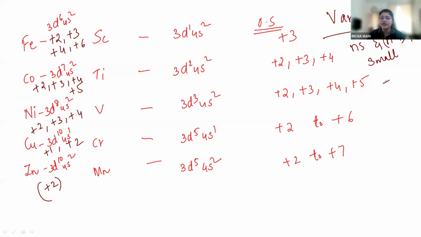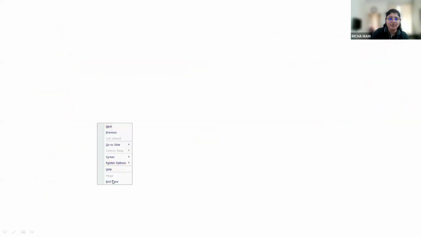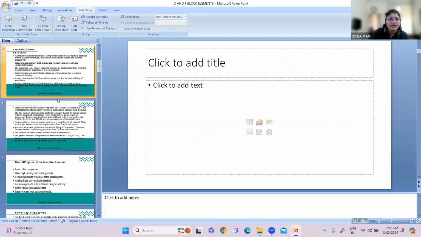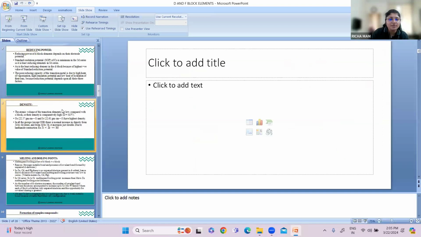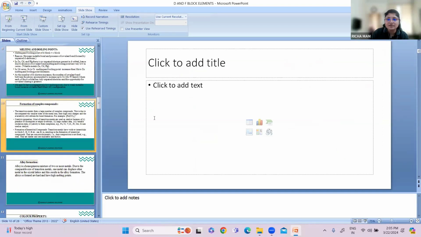Hence the electrons from both these orbitals can be utilized for bonding. So these are the different variable oxidation states. This is the third property, that is oxidation state. Next we are going to study the next property, that is magnetic property.